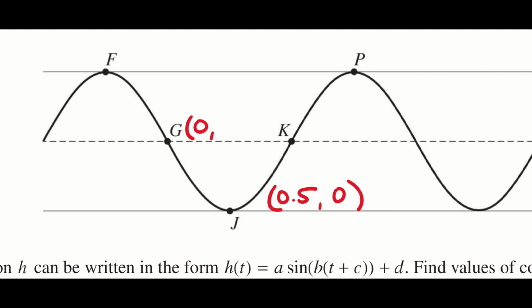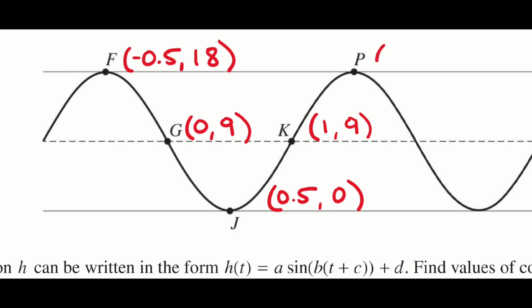So this would become 0, and then it would be at the middle, which is 9. And then it would go back another 0.5. So it would be negative 0.5, comma 18, since it's at the top. And then we go forward 0.5, so it would be at 1, comma 9, so at the middle. And then another 1.5 would be at 1.5, comma 18.